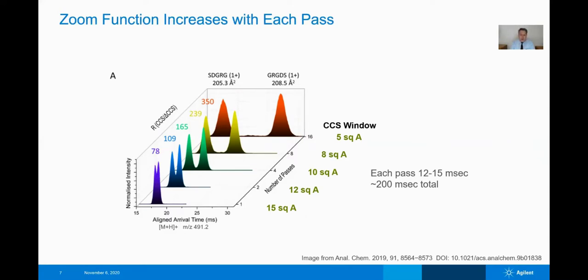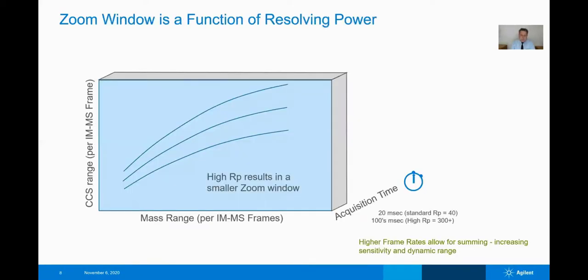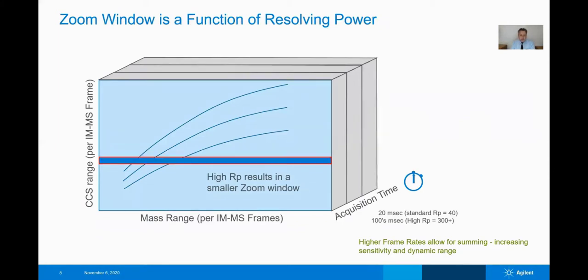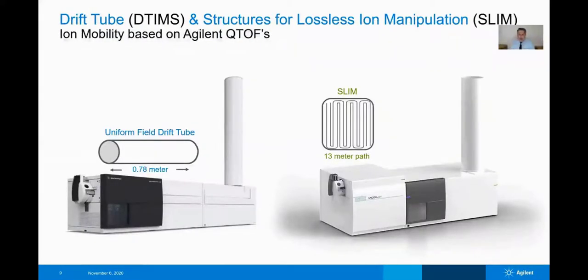Albeit though, each time we increase the number of passes, the actual CCS window that can be put into play also commensurately decreases. So once again, turning the analysis into a target analysis with that increase in resolving power. So if we look at that, once again, a first pass, a second pass, each time reducing the actual zoom window, and then also increasing the analysis time.